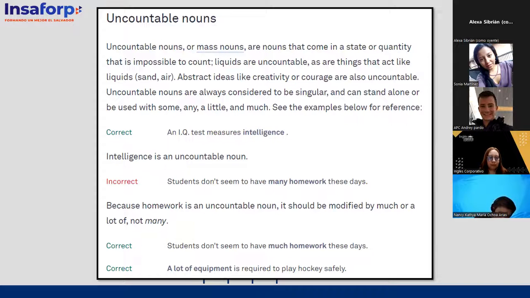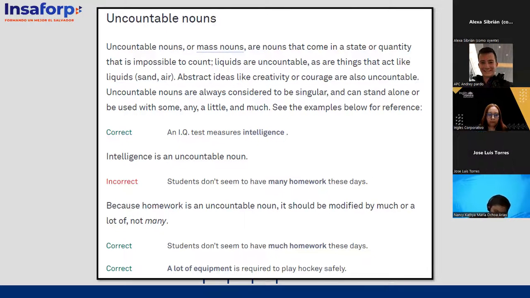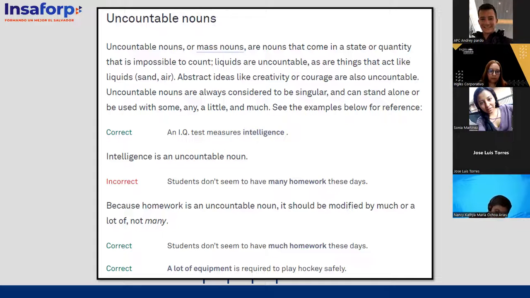Thank you. Correct. An IQ test measures intelligence. Intelligence is an uncountable noun. Incorrect. Students don't seem to have many homework these days. Thank you. Because homework is an uncountable noun, it should be modified by much, or have a lot of. Examples. Correct. Students don't seem to have too much homework these days. Correct. A lot of equipment is required to play your game safely.